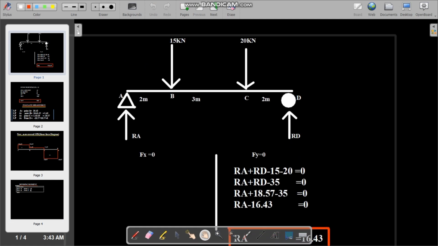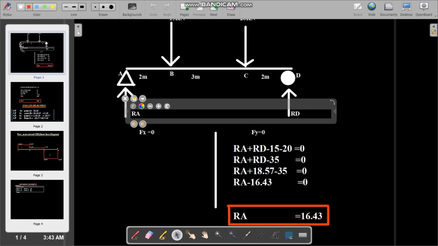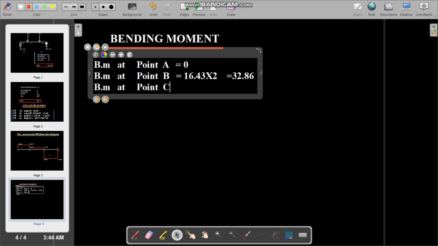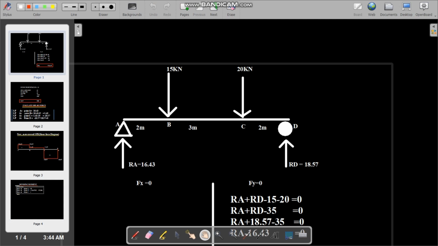At point B, starting from RA, the value is 16.43 multiplied by 2, and we just write it on that area so you can understand easily. RD value is equal to 18.57. So RA value 16.43 multiplied by 2, and the next one, the point load applied, 15 multiplied by 0 is equal to 0.